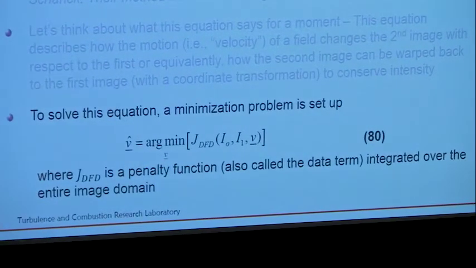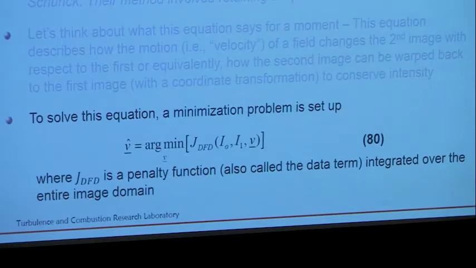J here is the penalty function, because we have to have a method to minimize this, and we're minimizing it with the solution trying to find V. This is what I call the data term, which is actually the DFD equation within the penalty function. Penalty functions can take many forms. If any of you have done minimization problems, you know that you could have a quadratic, which is shown here, or other functions like a Lorentzian that are a little softer.